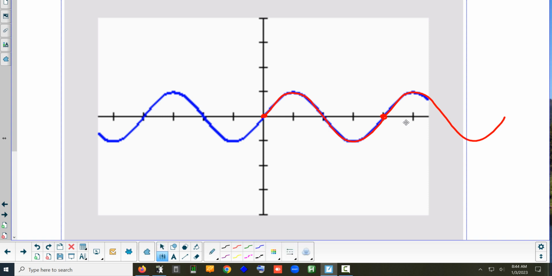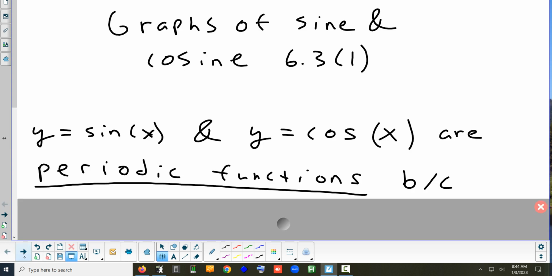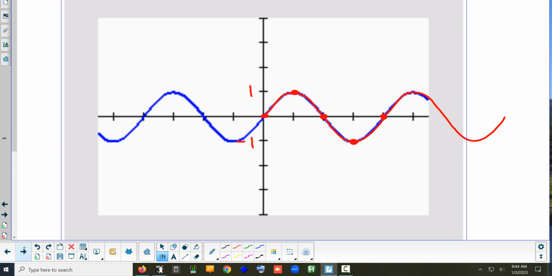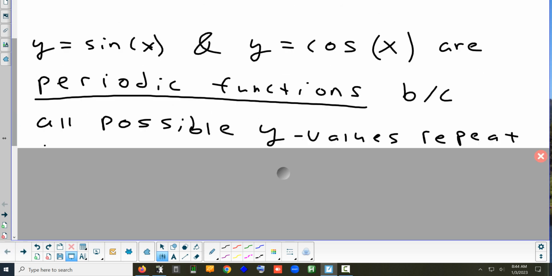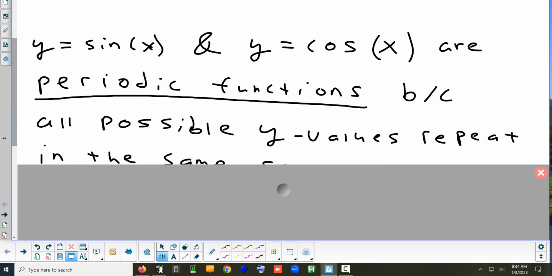The y values never go above 1 or below -1. This is 1, and that's -1. They start at 0. The highest they go is 1. Then they go back to 0. The lowest they go is -1 and back to 0. So that pattern of 0, 1, 0, -1, 0. Those numbers keep repeating themselves. And that's what makes it periodic. The y values keep repeating themselves.